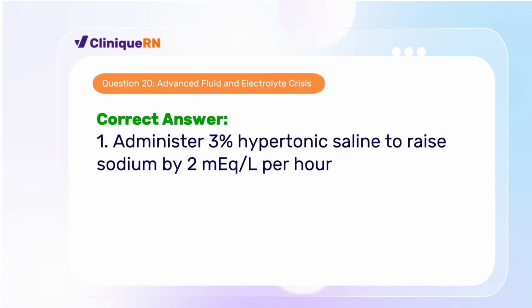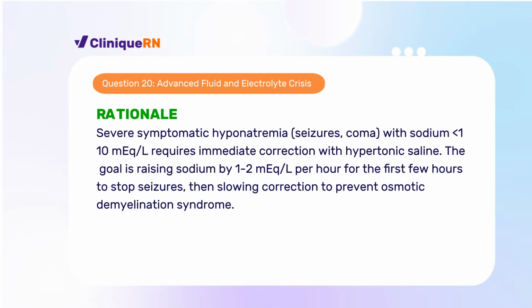The correct answer is 1. Administer 3% hypertonic saline to raise sodium by 2 milliequivalents per liter per hour. Rationale: severe symptomatic hyponatremia, seizures, coma, with sodium less than 110 milliequivalents per liter requires immediate correction with hypertonic saline. The goal is to raise sodium by 1 to 2 milliequivalents per liter per hour for the first few hours to stop seizures. Then, slow correction to prevent osmotic demyelination syndrome.